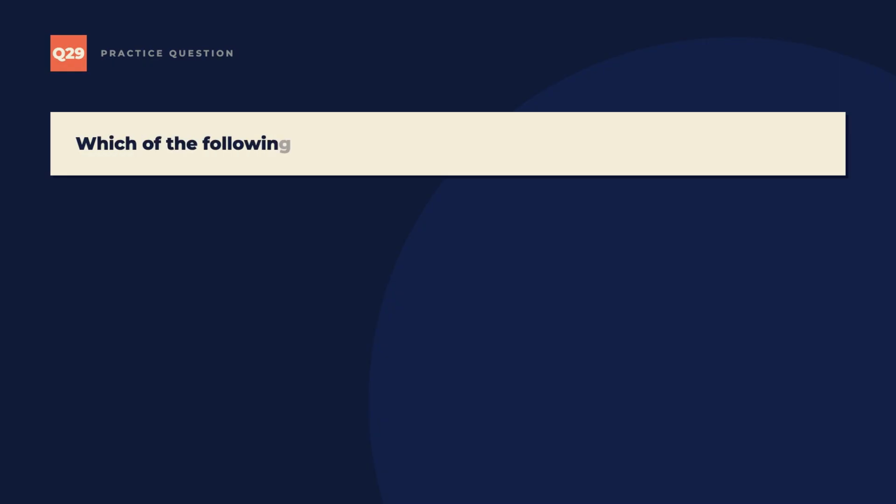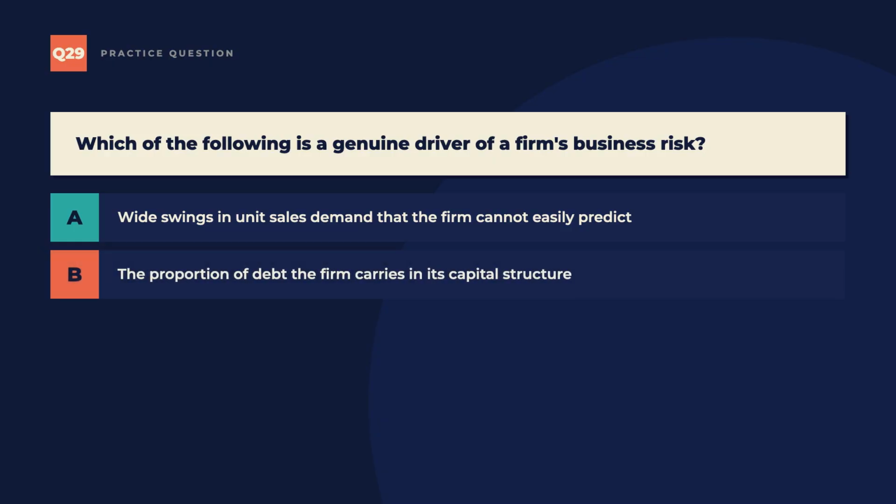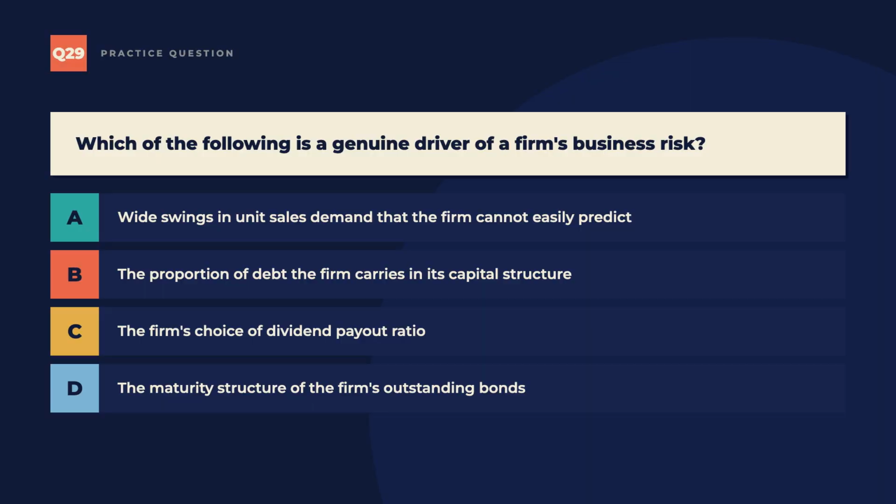Question 29. Which of the following is a genuine driver of a firm's business risk? Your options are A. Wide swings in unit sales demand that the firm cannot easily predict. B. The proportion of debt the firm carries in its capital structure. C. The firm's choice of dividend payout ratio. D. The maturity structure of the firm's outstanding bonds. Pick one, trust your gut, here's your chance to test yourself.